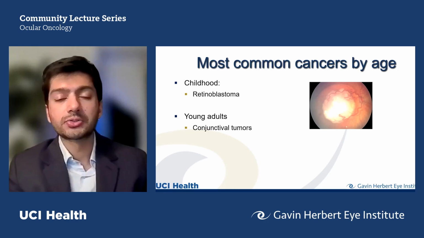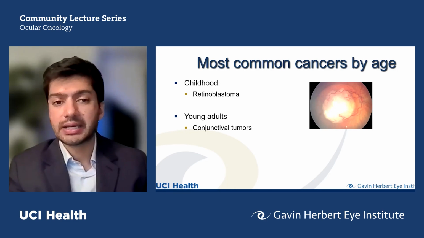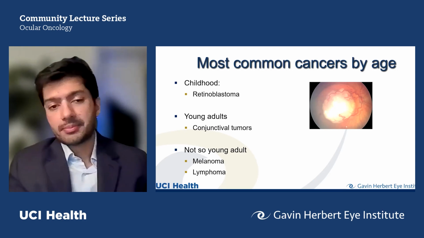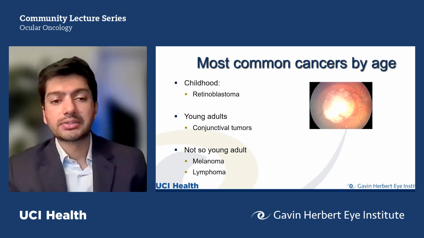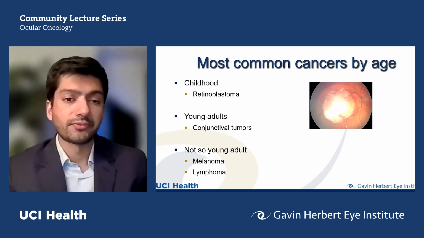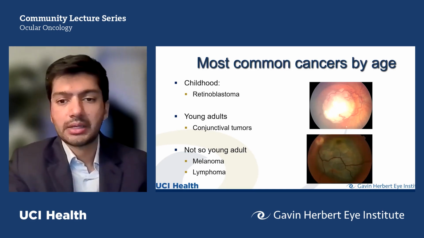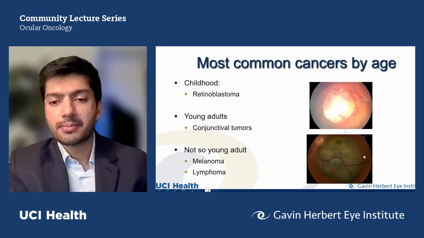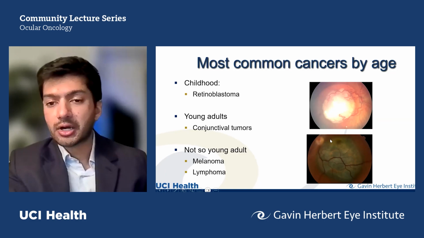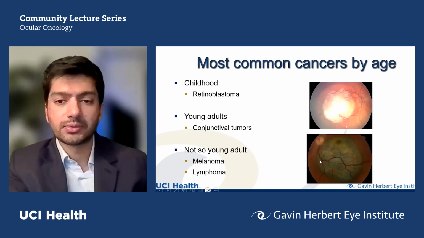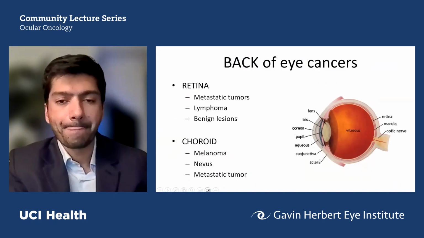For young adults, usually the most common cancers are conjunctival tumors, which Dr. Lee covered. And then in adults and not so young adults, what I'll talk about is melanoma, but we can also get lymphoma in the eye. This is a picture, and I'll show a few more photos later, of a brown, dark pigmented lesion in the back part of the eye, which is clinically consistent with a choroidal melanoma.